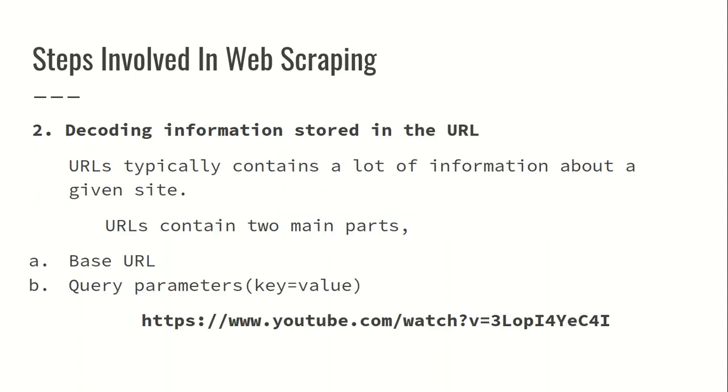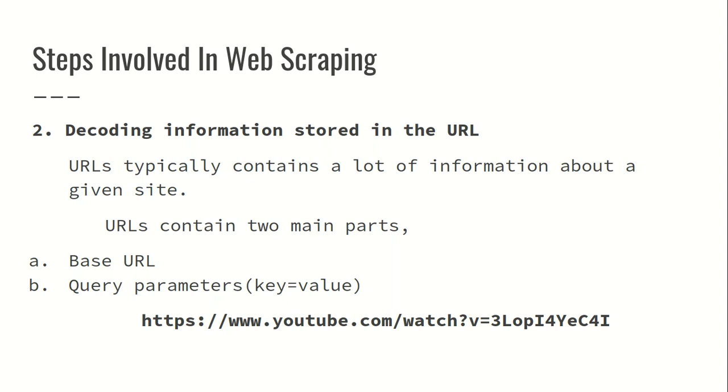Another step involved in web scraping is to decipher the information of the URL, to decode the information stored in the URL. The URL contains a lot of information. If you've not done web development, you might just look at URLs as they are, but the person who does web development sees a URL as a huge source of information. So looking at the example, the URL that I have here is of YouTube. This is the link to a YouTube video. So it's just https://www.youtube.com/watch, and then I have a question mark.